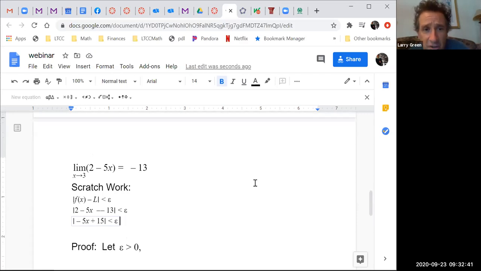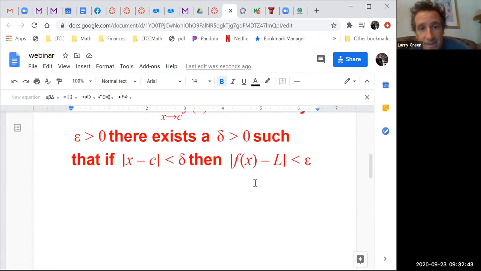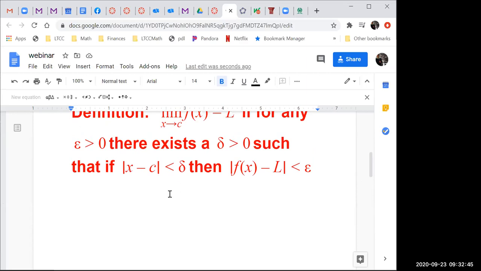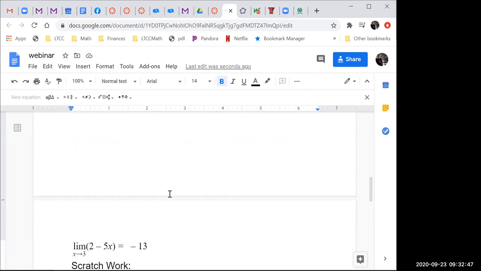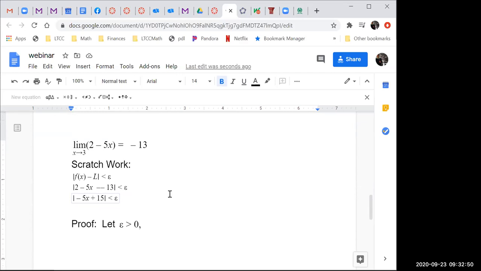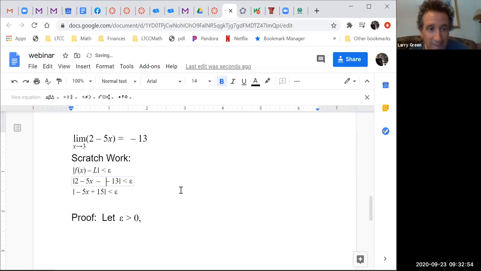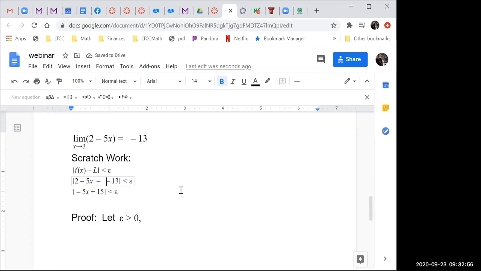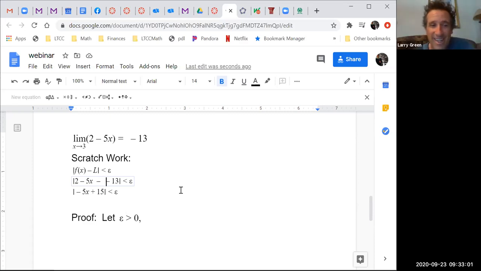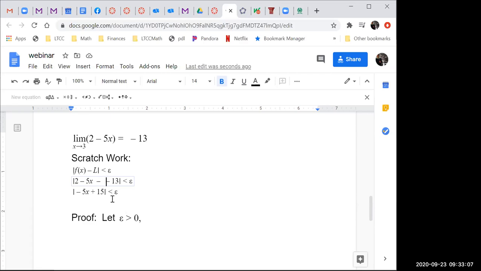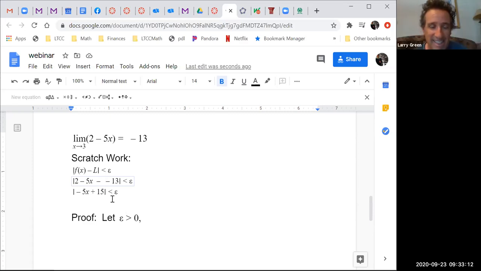Okay, let me show you something in the definition again. A student asks whether the L is part of the whole expression inside the absolute value, since I just wrote negative 13. Yes, it's a minus L, minus negative 13. I could put it in parentheses if you want. The space helps. Otherwise, it just looks like a long minus sign.